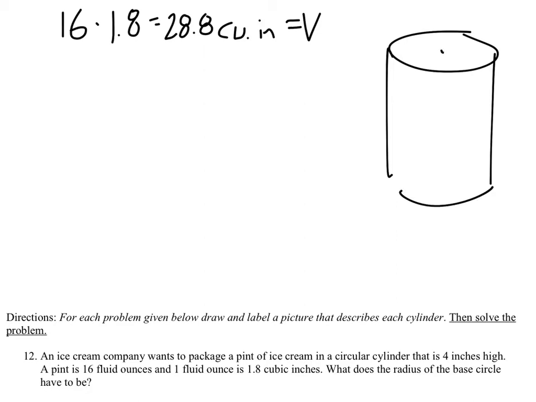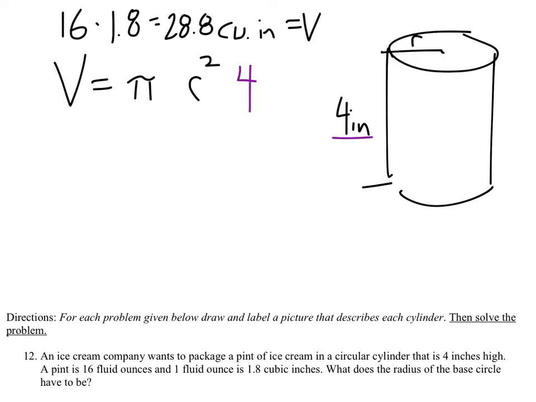And the radius, they didn't tell us the radius, that's what we need. But we do have the height, which is 4 inches, and this volume needs to be 28.8 cubic inches. So the volume of a cylinder is pi times the radius squared times the height. We have the height at 4 inches. We don't have the radius, but we do have the volume, so we're going to replace the volume with 28.8.